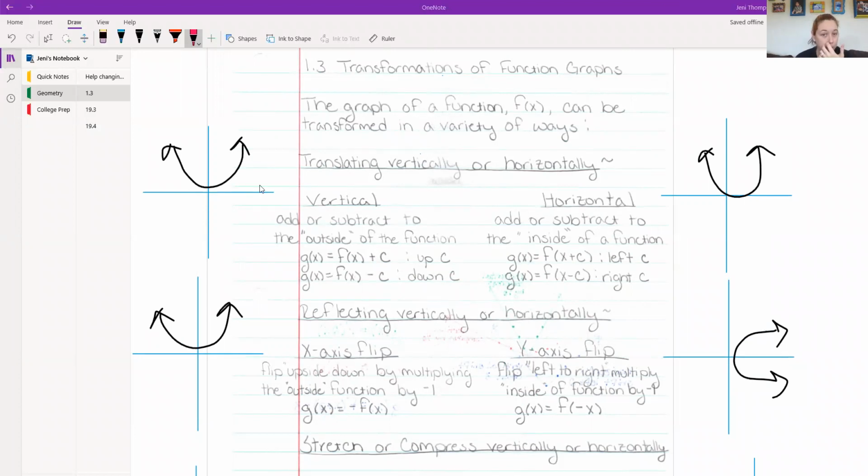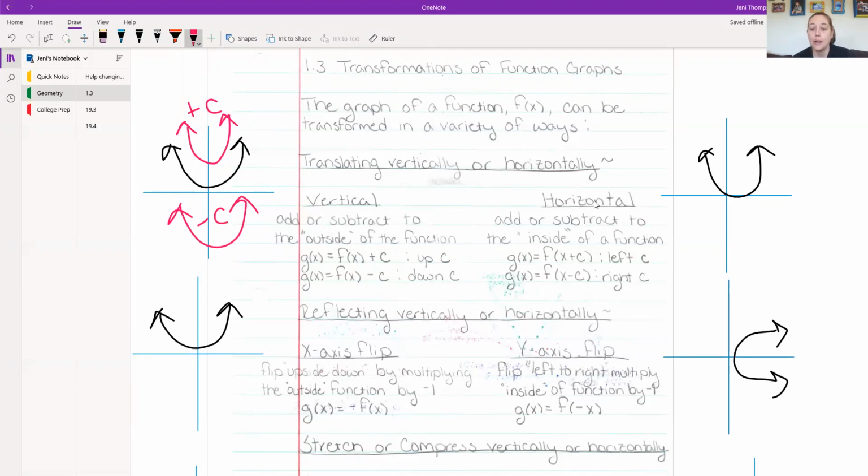So let's look at vertical shifts. We add or subtract to the outside of the function. Here's our original f of x, our parabola right here. To go up, we add to the outside of our function. So here's our f of x plus c on the outside, and to shift down, as you might guess, it holds the same shape. We just subtract whatever amount of units we're shifting up or down. That's our c, that's our constant that we're going to be adding or subtracting.